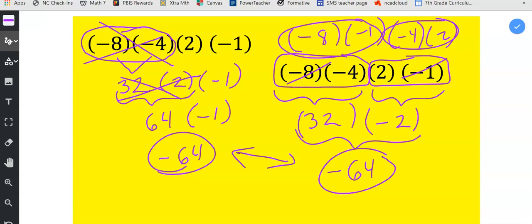So just think about that as you're multiplying these problems. Think about the easiest way to get to our answer.